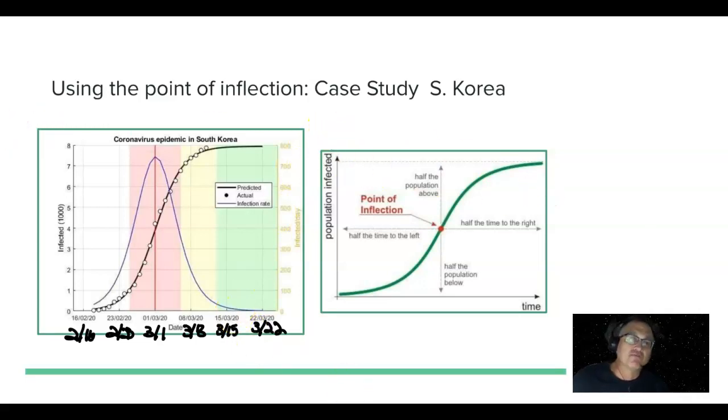So the point of inflection being here, at that point there were about 4,000 infected. So we could use that. Once we knew that that was the point of inflection, then we would be able to predict that eventually there would be around 8,000. And if you can see, when the actual numbers were graphed here, these are the actual values, it reached 8,000.